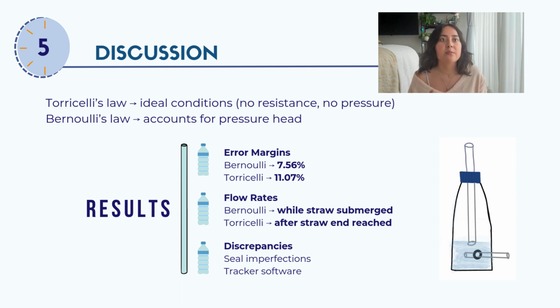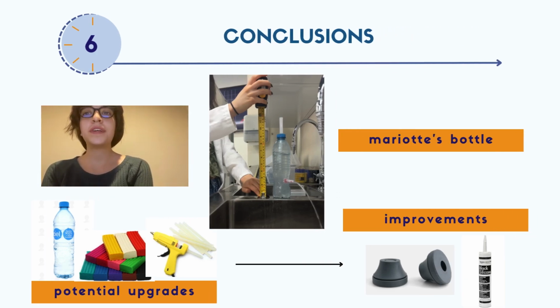But overall, we can see that from our experimentation, both models are validated and that in their respective contexts, both are proven. Conclusion. So after conducting our Mariotte bottle experiment, we closely analyzed how the water flowed and compared our measurements to the theoretical expectation using Bernoulli's and Torricelli's equations. The accepted value of gravity, 9.81 meters per second squared, was key for our calculations. Our results showed average margin errors of about 7.6% for Bernoulli's equation and around 11% for Torricelli's equation. And our experimental values for gravity were quite close to the standard.